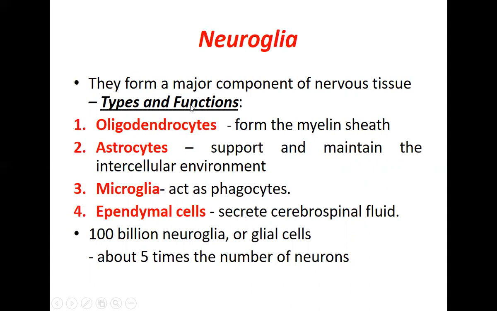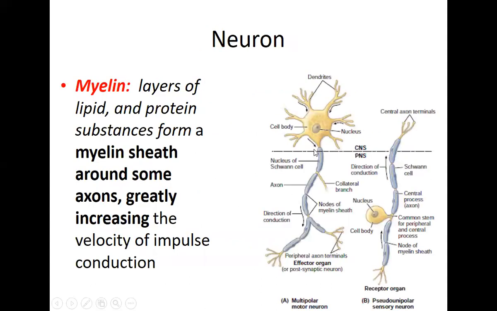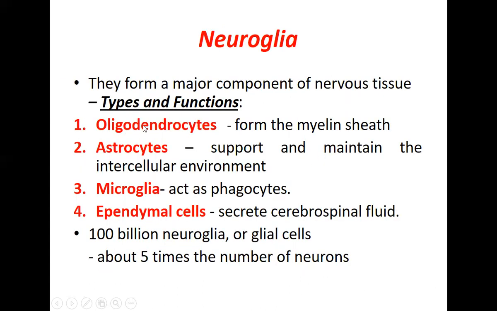So what are those? The first one is the oligodendrocytes. These are one of the types of the neuroglial cells, supporting cells. They form the myelin sheath. I said the covering of the axon is by a sheath called the myelin sheath. So this myelin sheath is formed by the oligodendrocytes.